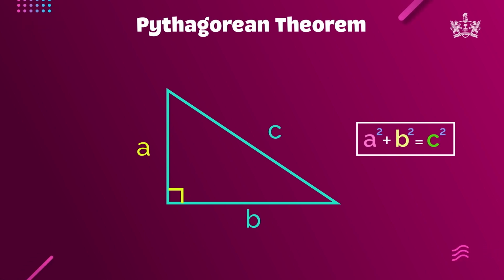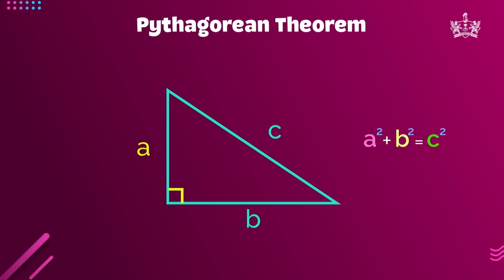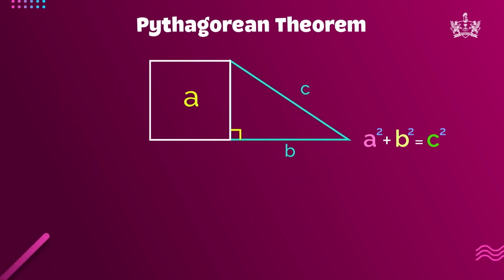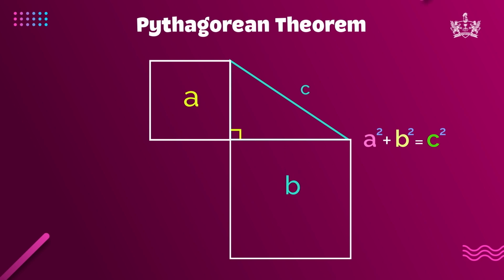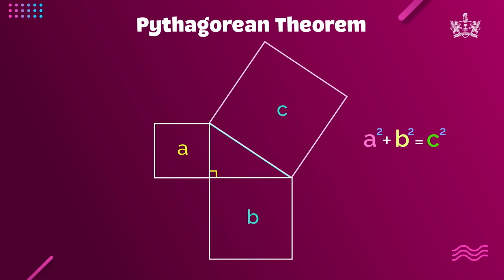But here's a part that you might not know. Did you know that the formula is literal? As in, if you turn side A into a square and also side B into a square, then add them together, they will literally sum up to the same units as side C?